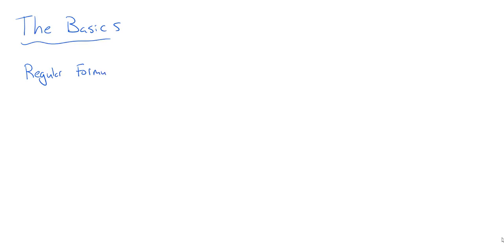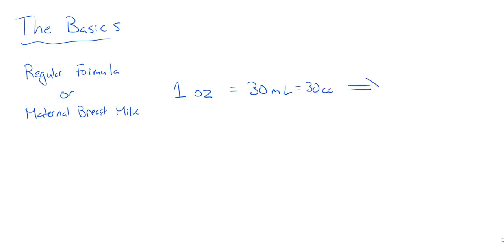So regular formula, or maternal breast milk, abbreviated MBM, for every ounce, there's 30 milliliters, 30 cc's, which are the same, and all of that is 20 kcals per ounce. That's kind of a standard. That's something you can just lock away, and it'll serve you well for your rotation.